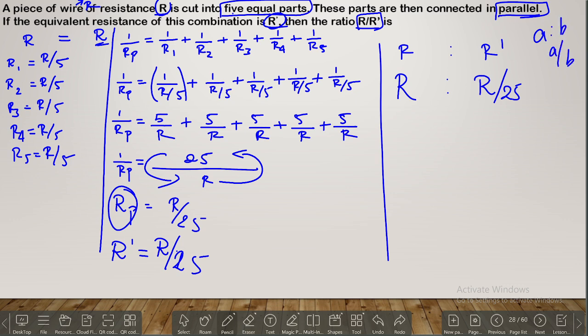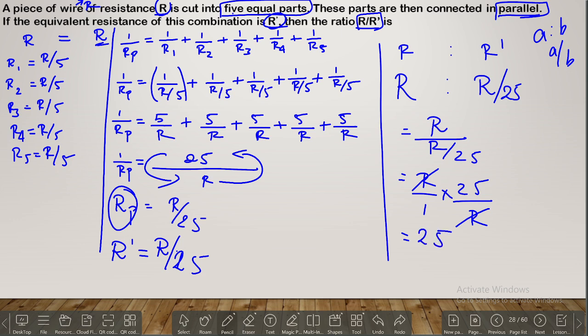A is to B, we will be writing it as A by B. Then how can I write this one? That will be equal to R by R by 25. Then how can I rearrange? R by 1 into 25 by R. So the R you can cancel each other. Remaining, what will be there? 25 by 1. So how can we write this one? R is to R dash will be equal to 25 is to 1. Simply you can write it as 25.